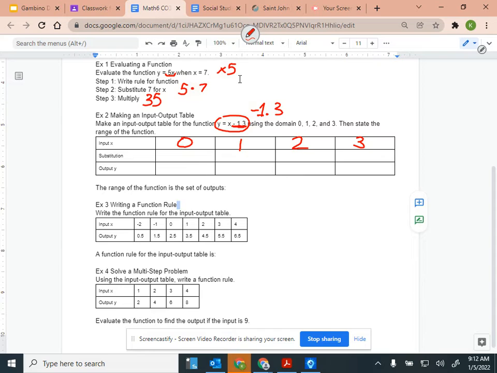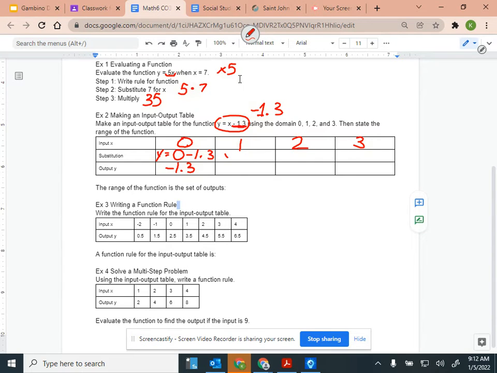Now we're going to do our substitution. We've got y equals x minus 1.3. So we're going to substitute that x in there. So 0 minus 1.3. What does that become? What is 0 minus 1.3? Nick? Isn't it negative 1.3? Our output then is going to be negative 1.3. So you have your input, you do your function, you substitute that input, that x, in for the x in that function, and then you get your output.